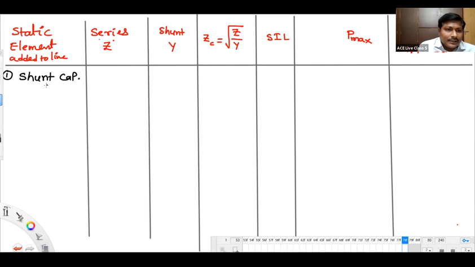Shunt capacitor bank. Anybody tell me what happens to series impedance after adding shunt capacitor bank? The class is up to 9:30 only today.